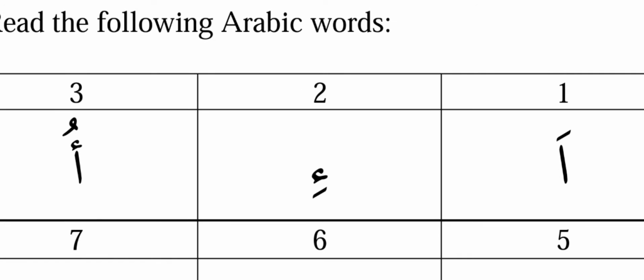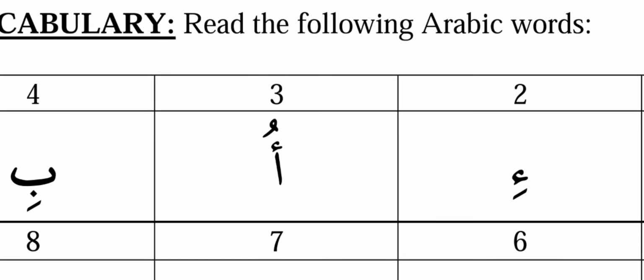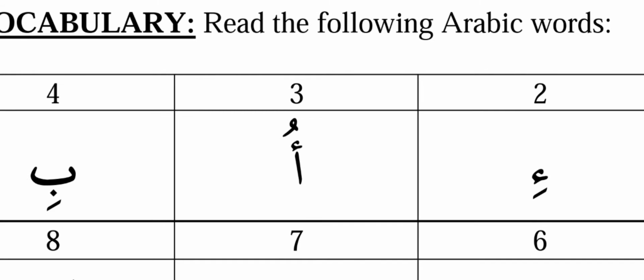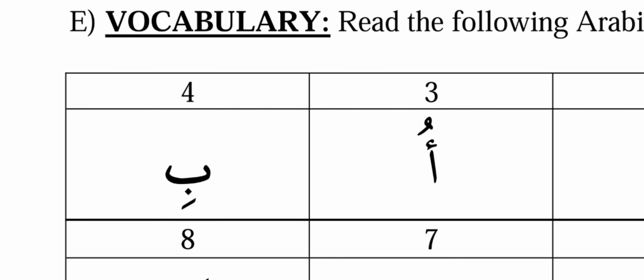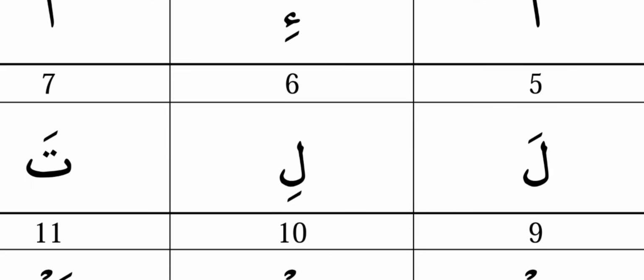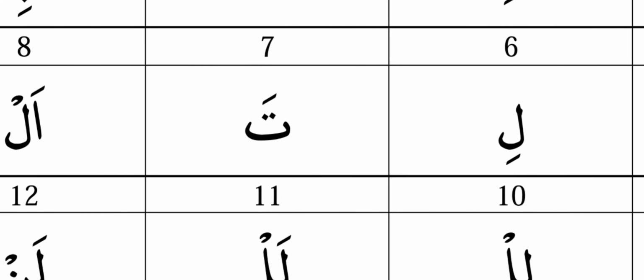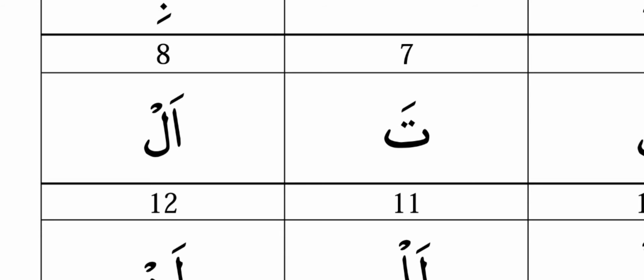2, i. Number 3, u. 4 is b. Then 5 to 8. First one, la. 6, li. 7 is ta. And 8 is aw.